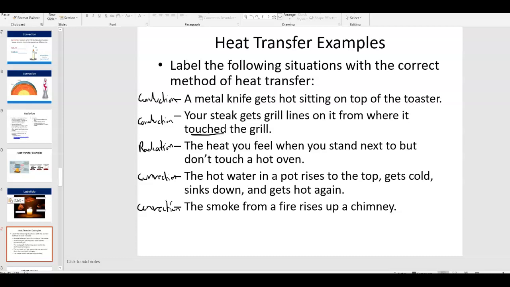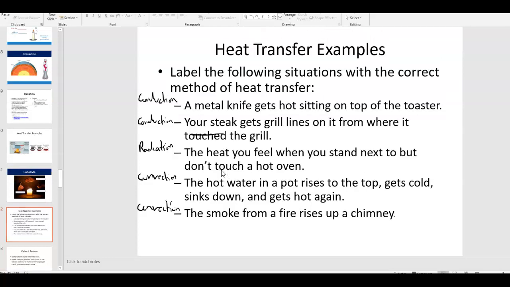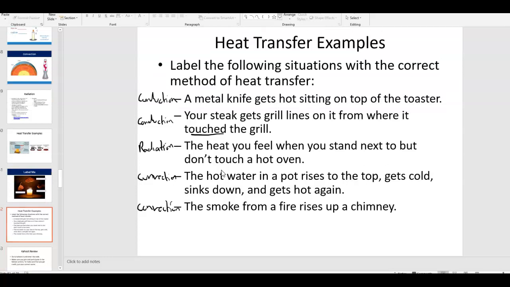You should have plenty of examples in your notes to better understand methods of heat transfer. You have an assignment to work on involving heat transfer in Canvas. So now finish taking your notes and then go work on that assignment in Canvas over methods of heat transfer.